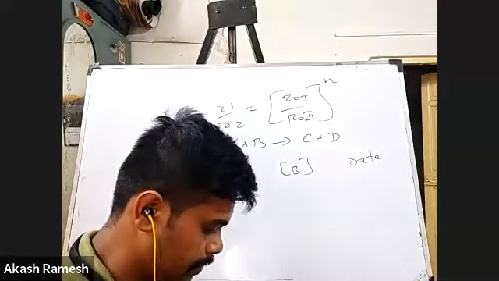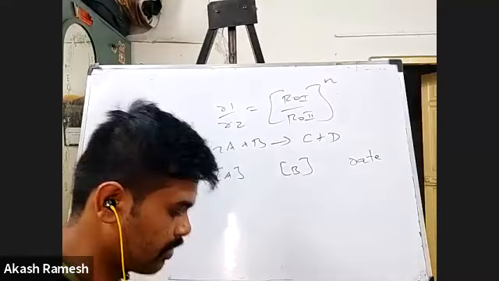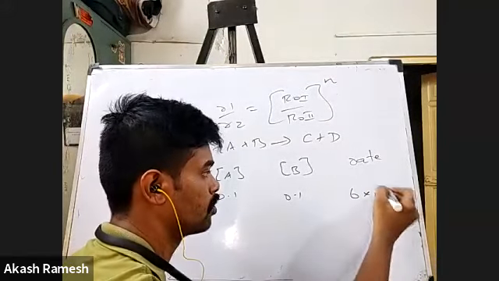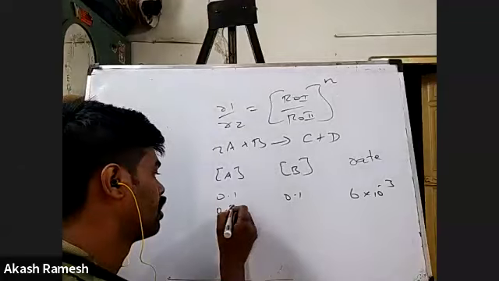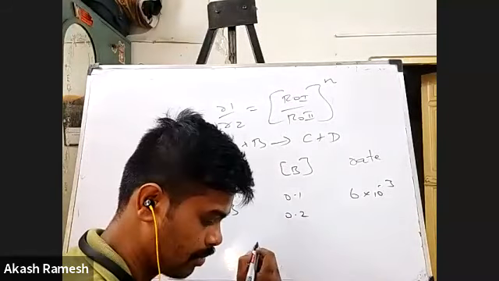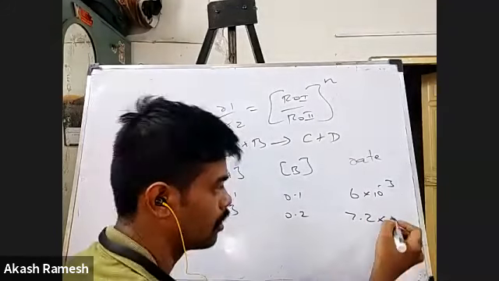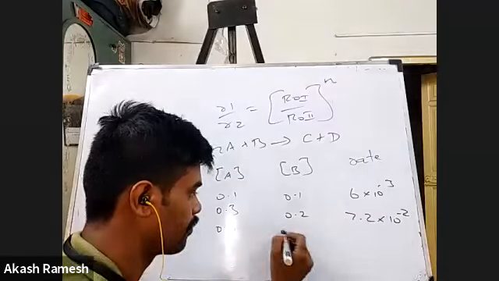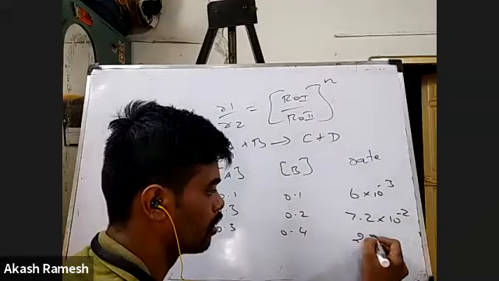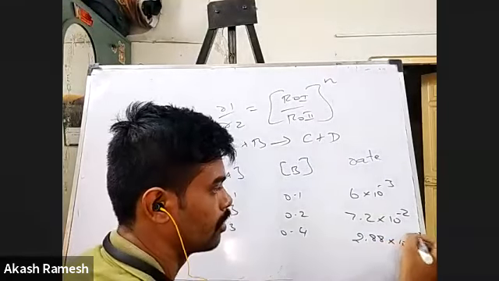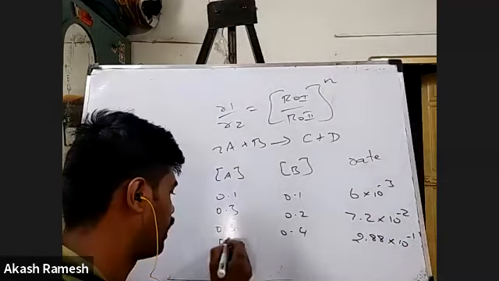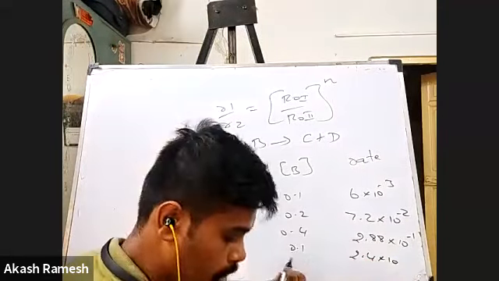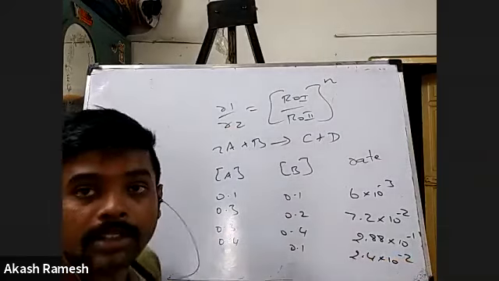Okay, so this goes like this: 0.1, 0.1, 6 into 10 to the power minus 3; 0.3, 0.2, 7.2 into 10 to the power minus 2; 0.3, 0.4, 2.88 into 10 to the power minus 1; and lastly 0.4, 0.1, 2.4 into 10 to the power minus 2. So this data is given to you.